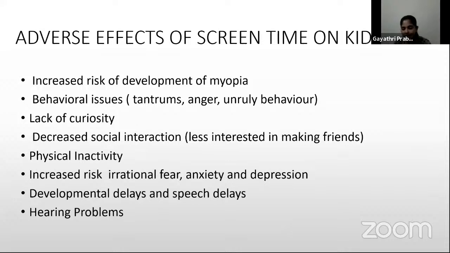The developmental and speech delays are more concerned with younger kids, say 1.5, 2 years old, who are using more screen, who see a lot of those rhymes, a lot of those kids' cartoons on mobiles. So for them, you see these more. It is also seen in the adolescent or teen group. They have problems related to ADHD or concentration-related problems.